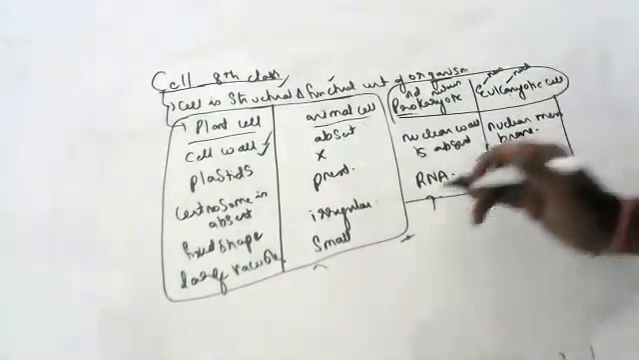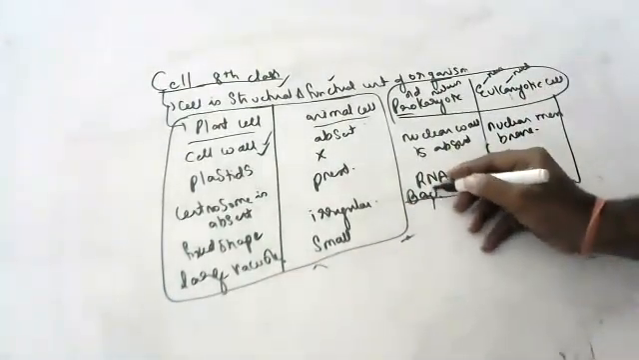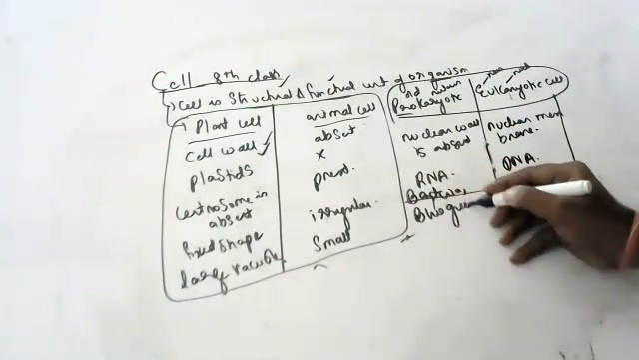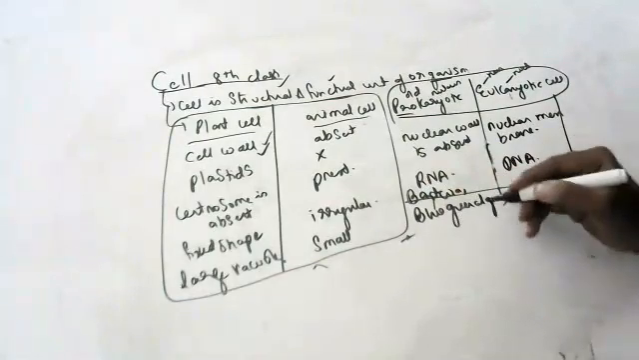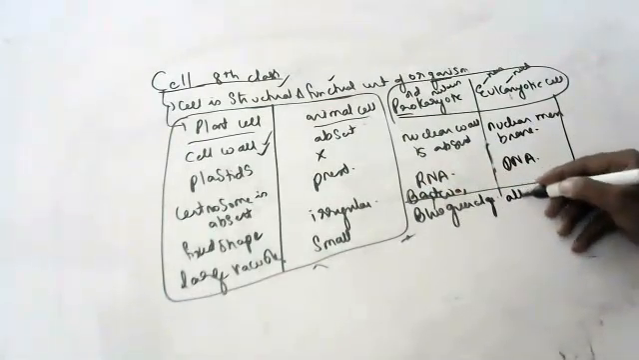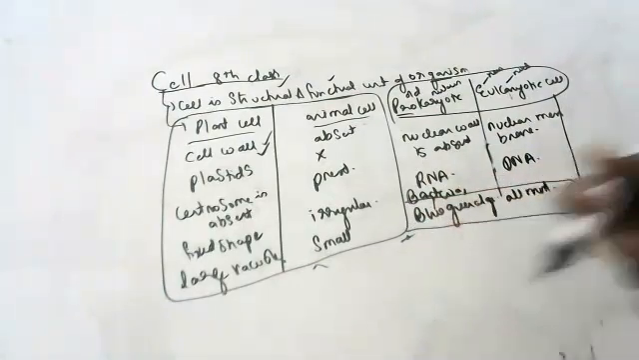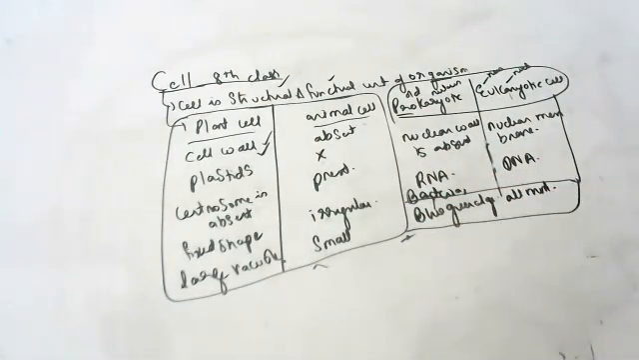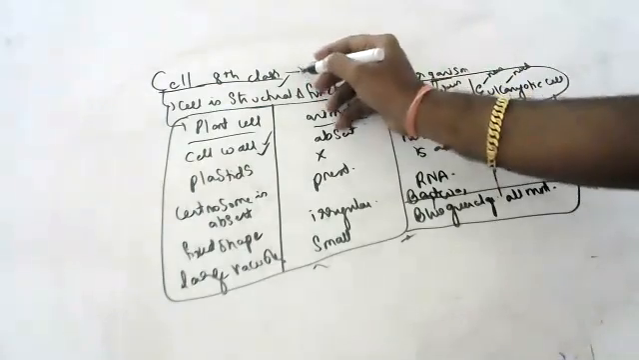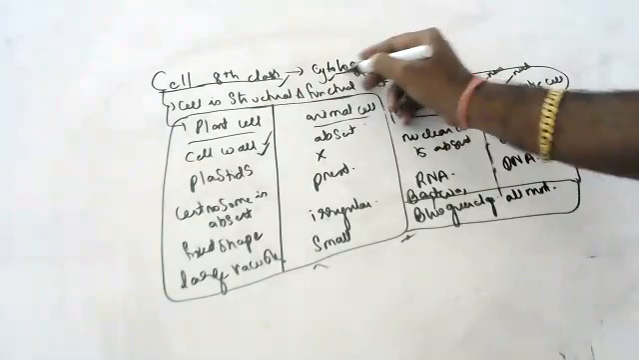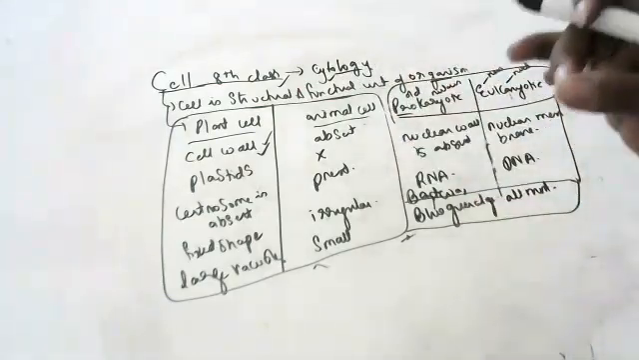The best examples for prokaryotic cells are bacteria and blue-green algae. Whereas almost all living cells are eukaryotic cells, except bacteria and blue-green algae. Our body cells are also eukaryotic cells only, children. Okay, try to understand. The study of cell is called cytology. Study of cell is called what, children? Cytology.